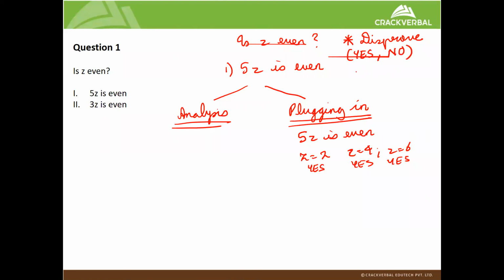If it's a value data sufficiency, if you get one definite answer, try to see if there is another answer which is possible. You never try to prove the statement to be true. You always try to disprove. So for those who took Z is equal to 2, Z is equal to 4, Z is equal to 6 and said that the first statement is definitely sufficient, fell for that trap.